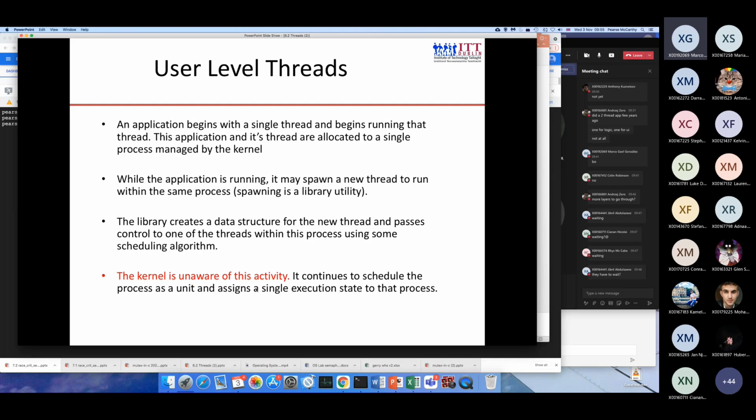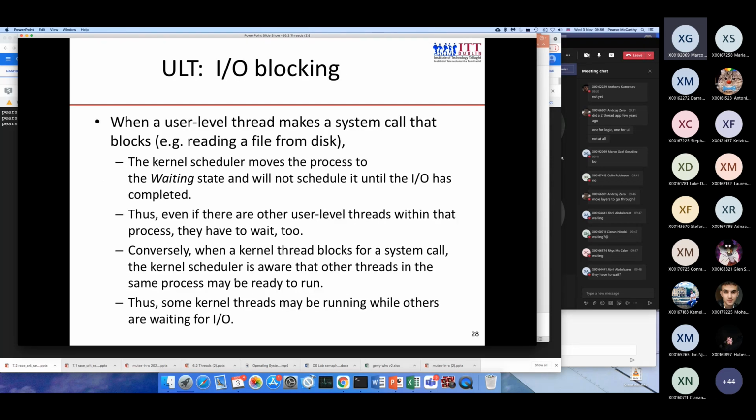The kernel is unaware of anything that's going on with user level threads. It just continues to schedule the process as a unit and assigns a single execution state, ready, waiting, running, to that process. That's the important point. So with user level, this is the big disadvantage. If a user level thread makes a system call that blocks, like reading a file from an I/O disk, or writing a file, or waiting for a keyboard, the kernel will move the whole process to waiting, and the other user level threads will have to wait too.